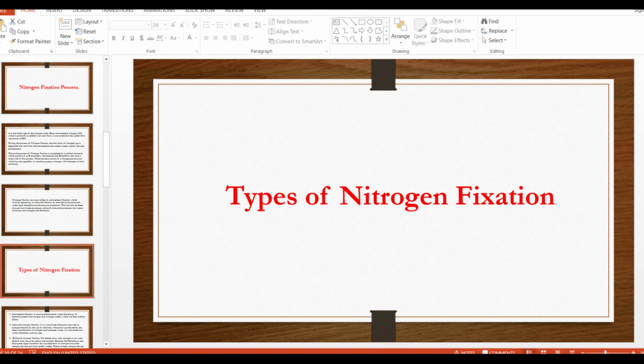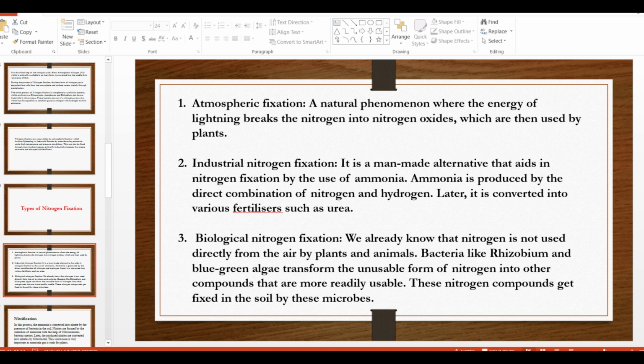Types of nitrogen fixation. 1. Atmospheric fixation, a natural phenomenon where the energy of lightning breaks the nitrogen into nitrogen oxides, which are then used by plants. 2. Industrial nitrogen fixation. It is a man-made alternative that aids in nitrogen fixation by the use of ammonia. Ammonia is produced by the direct combination of nitrogen and hydrogen. Later, it is converted into various fertilizers such as urea.